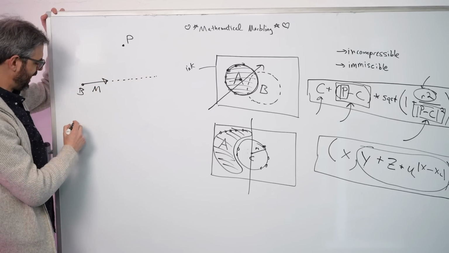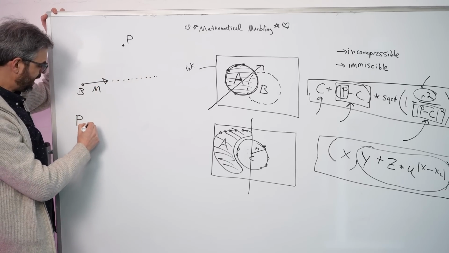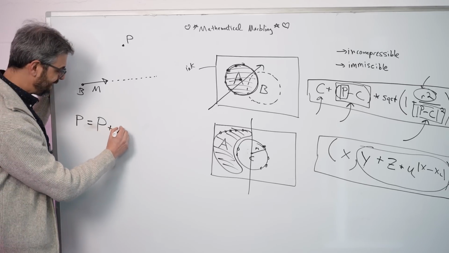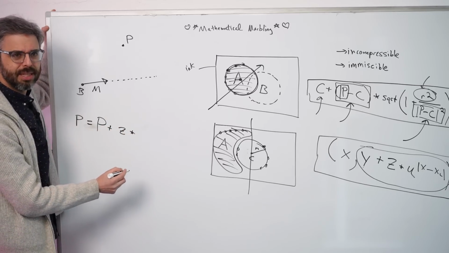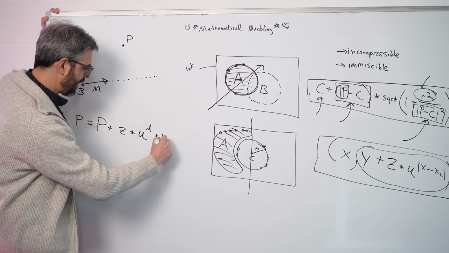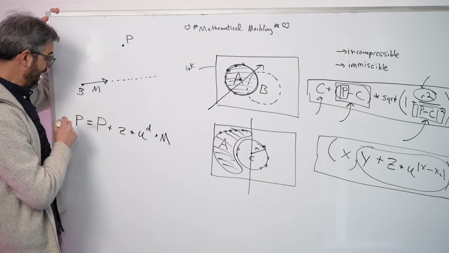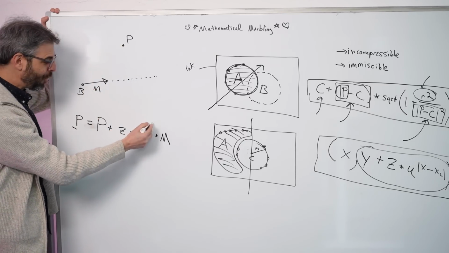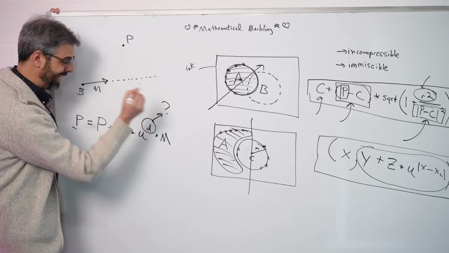So the formula is the new P needs to equal the old P plus Z times U to the D power times the vector M. So we have P, that's this point. We have M, that's the vector. The question is, what is D?